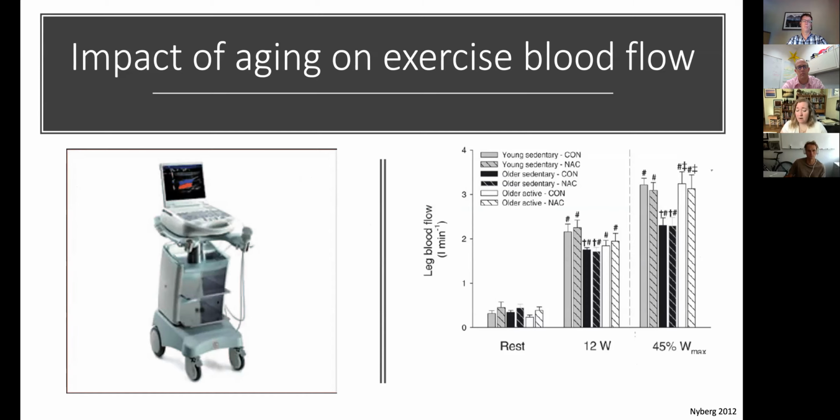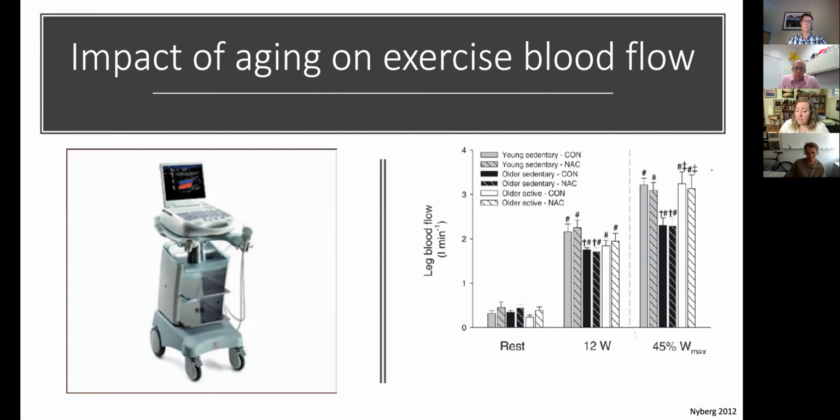In this study done by Nyberg, they performed knee extension exercise in young sedentary, old sedentary, and old active. They had them perform knee extension exercise while using a Doppler ultrasound to scan the femoral artery. And then they measured their blood flow during rest, during 12 watts, and during 45% of their max wattage. In this study, the young sedentary are our gray bars, the old sedentary are the black bars, and the old active are our white bars.